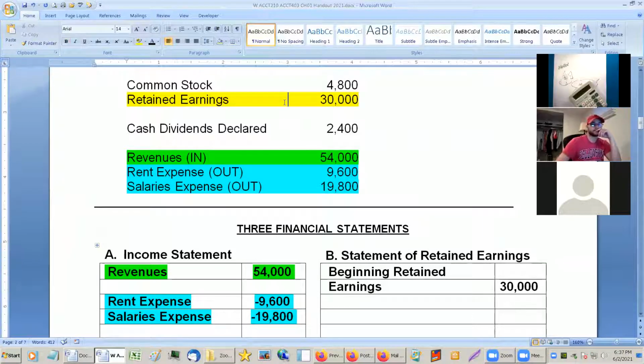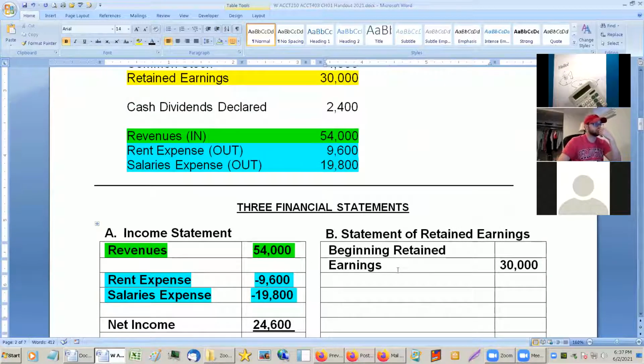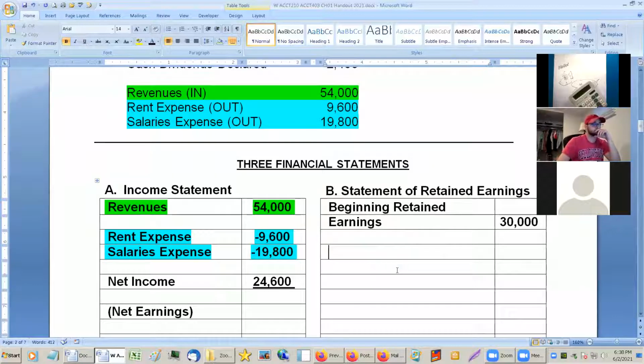Now, retained earnings is sort of like the owner's piggy bank. We talked about this a little bit, but retained earnings is money that they've earned. It's like retained income that they have not paid out, usually because they reinvested it in the business. So beginning retained earnings is 30,000.